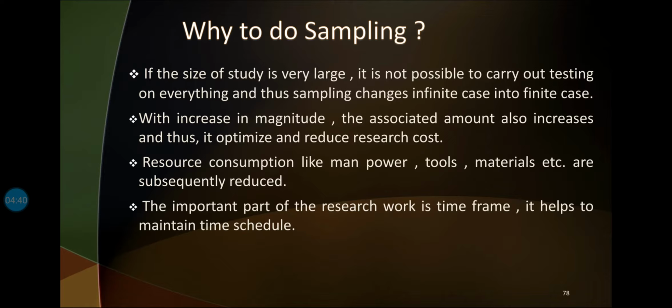Why do sampling? I have already justified that, but we will take it once more. If the size of the study is very large, it is not possible to carry out testing on everything, and sampling changes an infinite case into a finite consideration. With an increase in magnitude, the associated amount also increases, and thus sampling optimizes and reduces the research cost. Resource consumption like manpower, tools, material, etc. are subsequently reduced because you now concentrate on only samples.